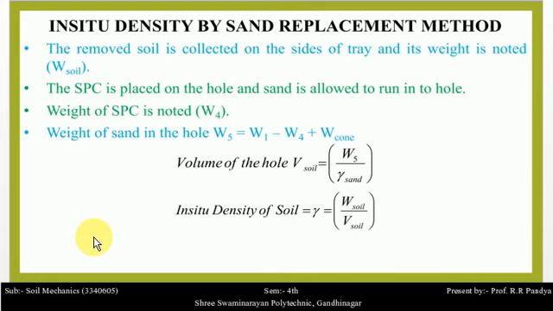Weight of sand in the hole, W5, is given as W1 minus W4 minus Wcone. Volume of the hole, which is the volume of soil, is equal to the weight of sand in the hole, W5, divided by density of sand. Here, the in situ density of soil is governed by the density equation, which is density equals weight over volume. Here we can use the weight of soil divided by volume of soil.